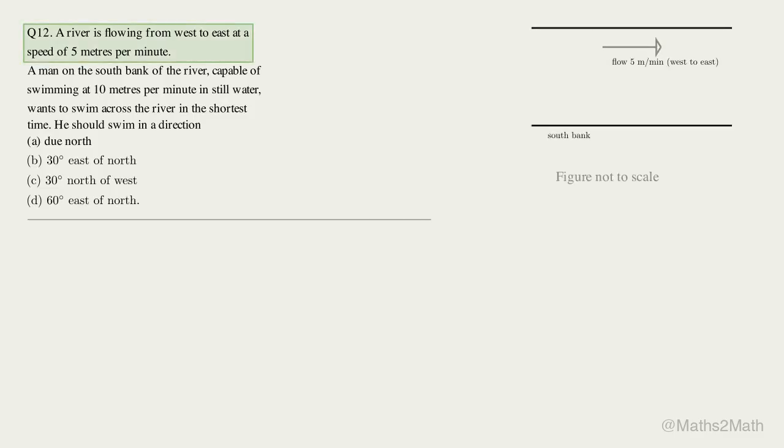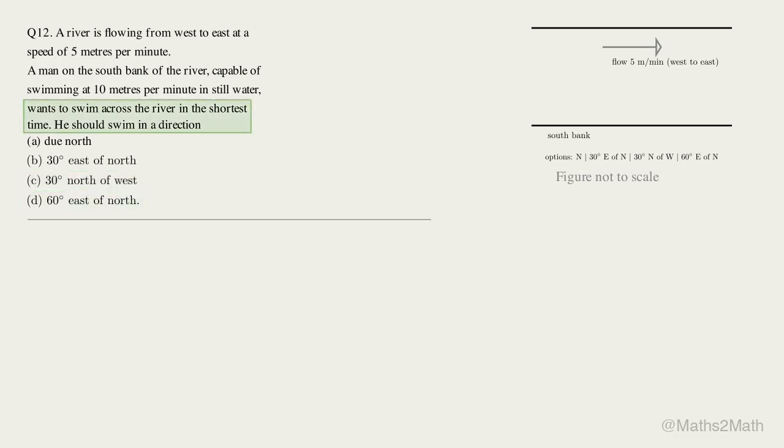Question 12. A river flows from west to east at 5 meters per minute. A man on the south bank can swim at 10 meters per minute in still water. He wants to cross in the shortest time. He should swim, option A, due north, option B, 30 degrees east of north, option C, 30 degrees north of west, or option D, 60 degrees east of north.